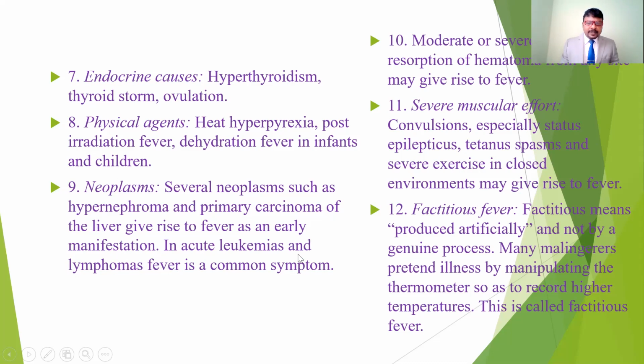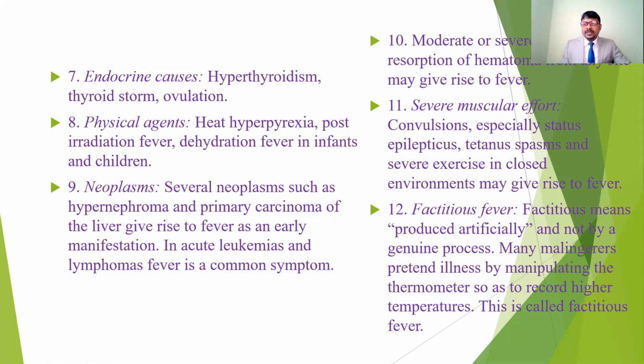In acute leukemias and also lymphomas, fever is the most common symptom. Acute leukemia, or blood cancer, and also lymphoma, the lymphatic system tumors such as Hodgkin's disease. In Hodgkin's disease, the lymphatic system is affected, and it may give symptoms such as high fever. In case of neoplasms, either a tumor in the liver or in the lymphatic system, this is the commonest symptom in all the affected areas.